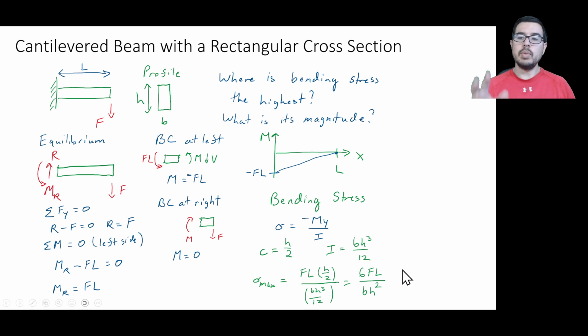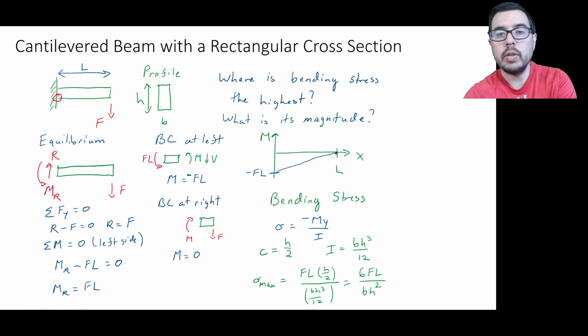I just wanted to point out that this equation that we just calculated is significant. And maybe I didn't say exactly where this is, but this sigma max is happening at the wall. Why? Because that's where we got the FL that we could plug in here. And it's happening at the top or the bottom surface. So in this case, this bottom portion right here is going to be under compression. If I circle that right there, the top is going to be under tension.